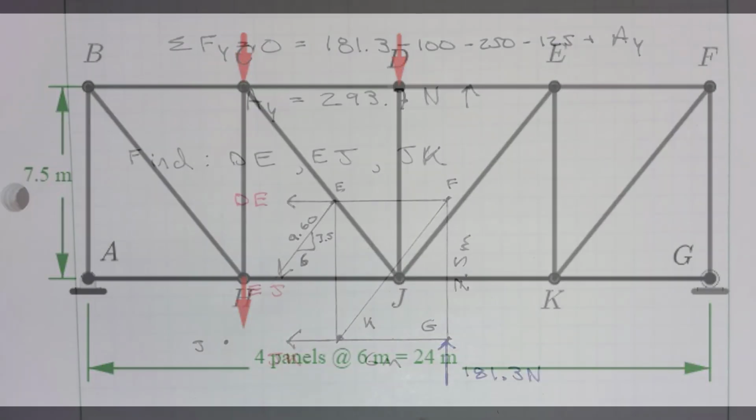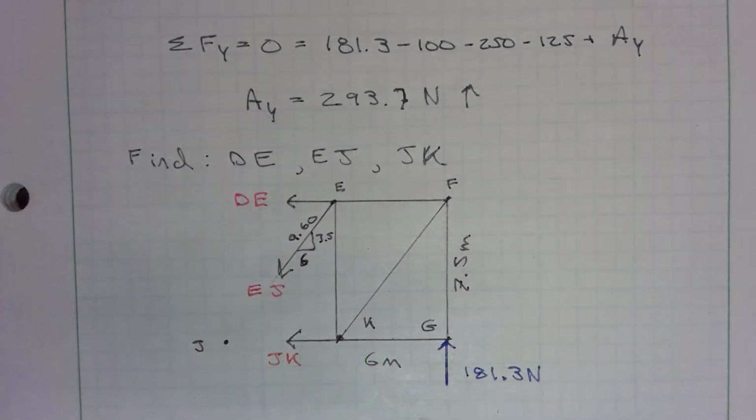I then draw the free body diagram. I indicate all external forces, of which we only have the one, which is G. I then indicate the unknowns. These are the internal forces acting at DE, EJ, and JK. I'm going to assume they're in tension. And I also indicate the joint at J.